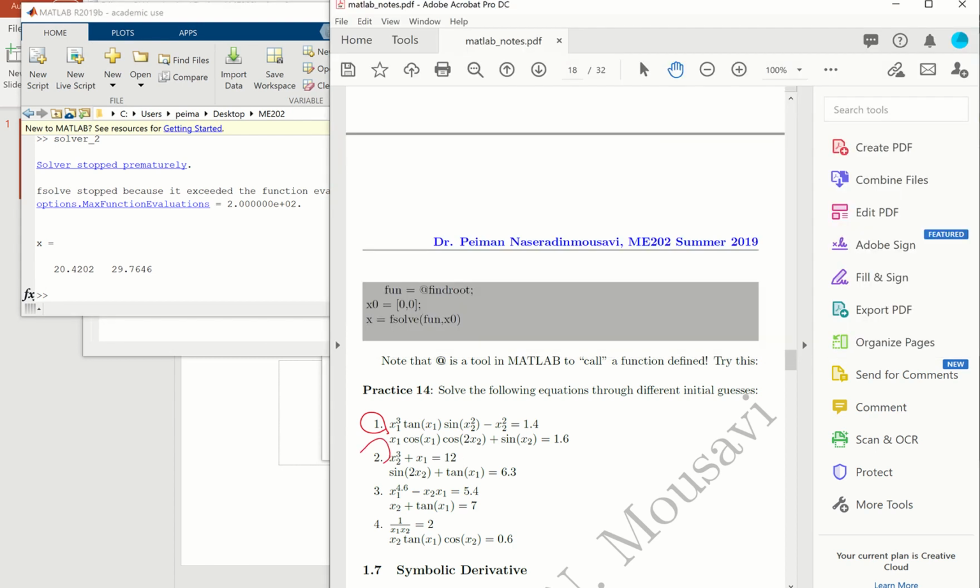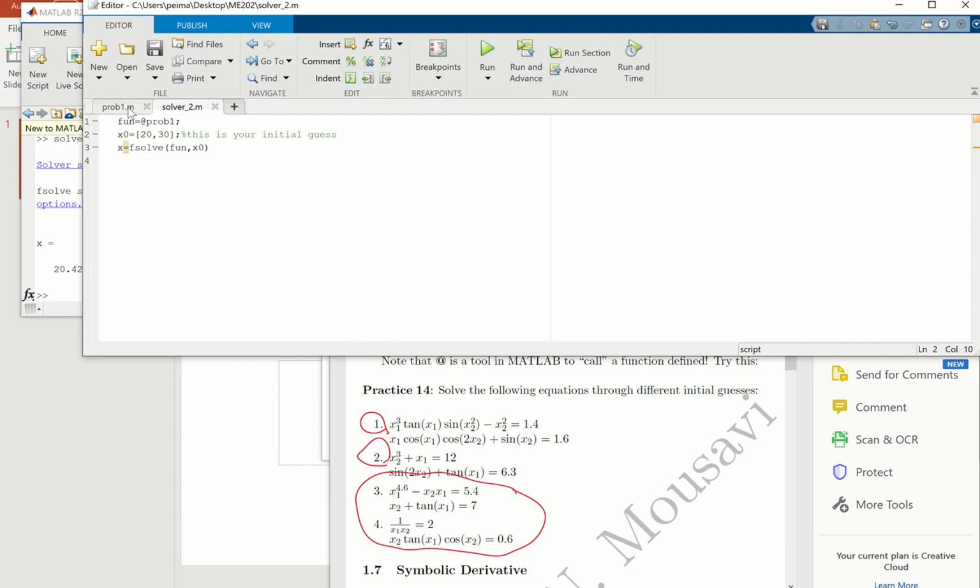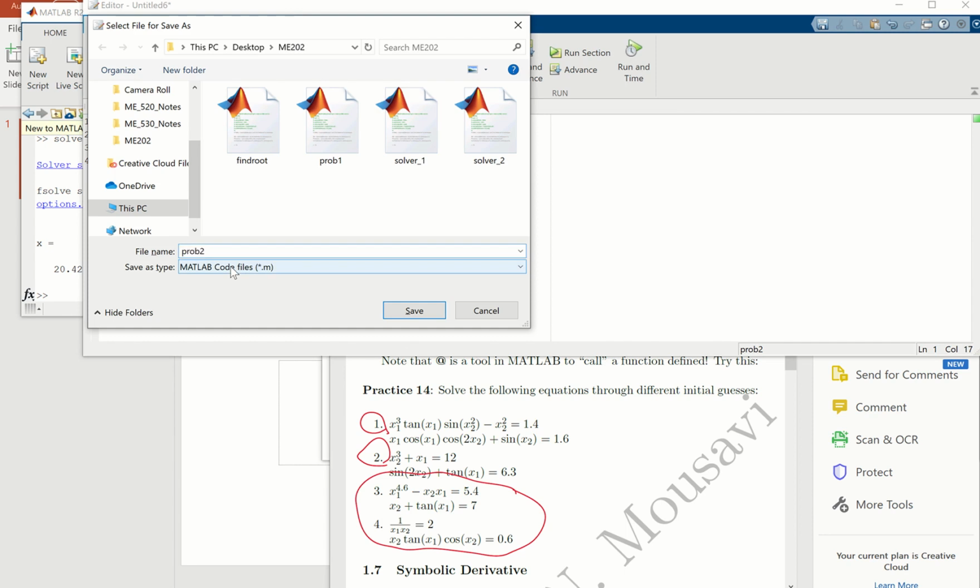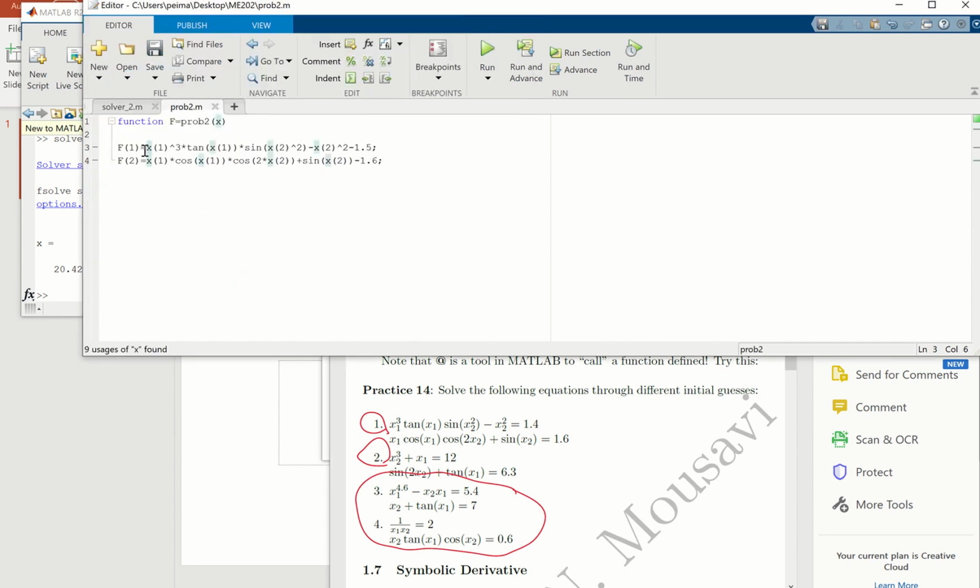Let me also do problem number 2, and then you can please do the rest at home as homework. Okay. So again I'm copying, putting here a new one. Now problem number 2, guys. I close this. I save this as problem number 2 in the ME202. So now the equation is this: x2 cubed plus x1 minus 12, because I told you you have to switch there.